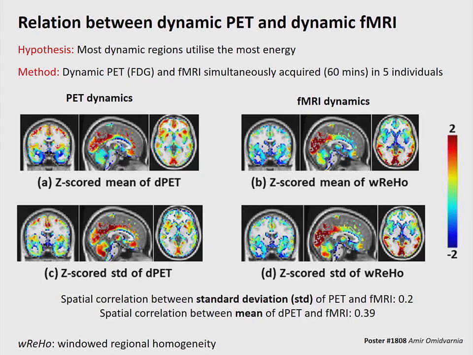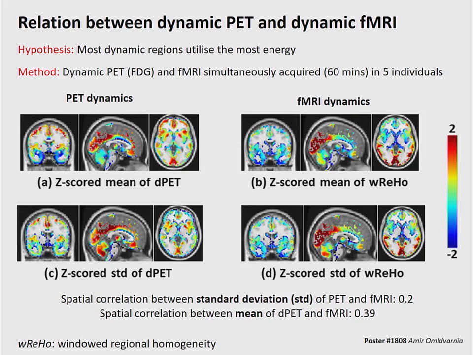So finally, I just wanted to flag some very recent preliminary work by Amir Amidvania and Mangor Peterson. The hypothesis here is that we expect regions that show the greatest dynamics, so we see variation in dynamics across the cortex, some regions are more dynamic than others. And our hypothesis was that the greatest metabolic consumption would be in regions that show the most rapid dynamics.